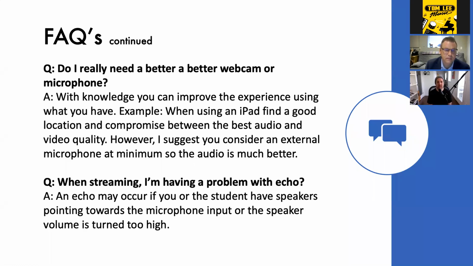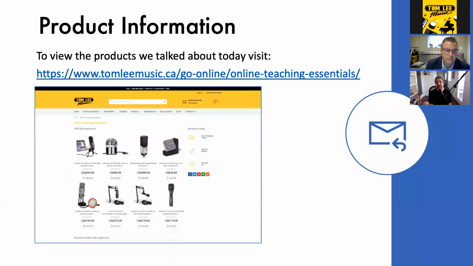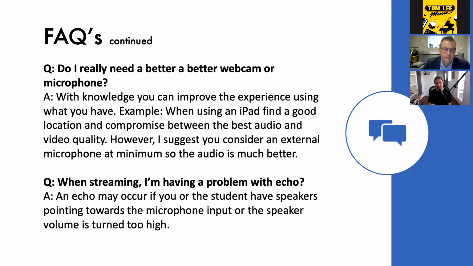Here's another question. When streaming, I'm having a problem with echo. We did talk about it a little bit earlier. This usually happens due to some kind of feedback loop. If your speakers are turned up really loud, or let's say it's a laptop and you've got everything turned up really loud, it will cause a bit of a feedback loop. So in my case, for example, if you're using a microphone, point that away from where the source is coming from, the speakers in this case, or simply turn your volume down a little bit. If you turn your volume down, it makes a big difference.